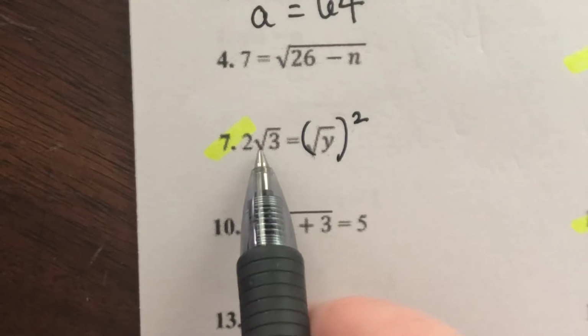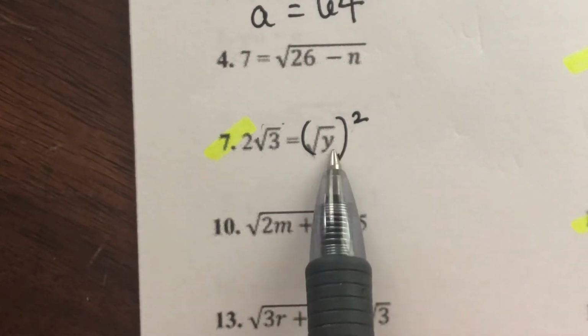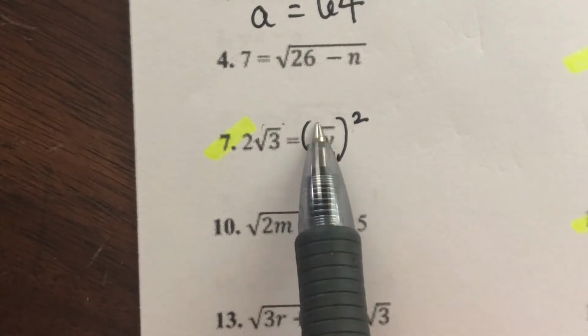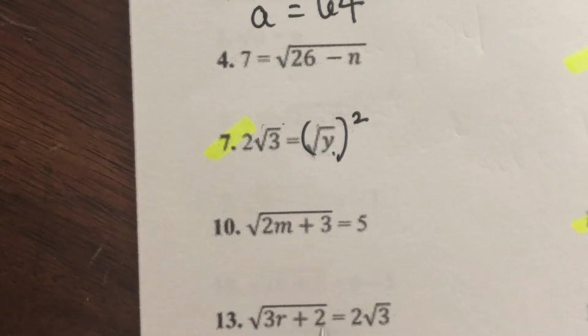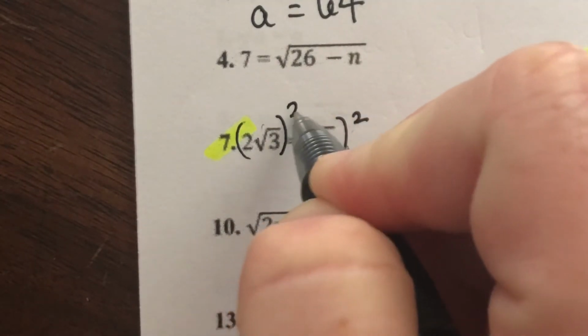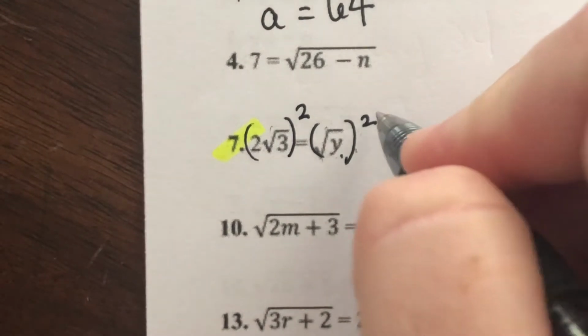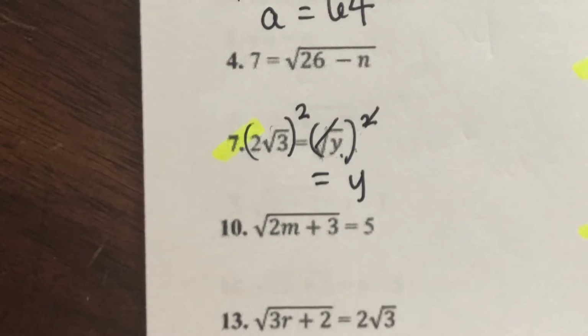It doesn't matter that this side has a radical because there's no variables with it. The side with the variable under the radical has to be by itself. There can't be anything outside the radical, and that's true here. So I square this side, I square this side. Here the 2 and the radical cancel each other out, and I'm left with y on this side.